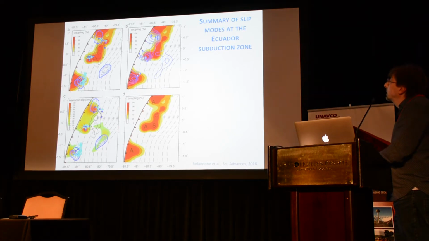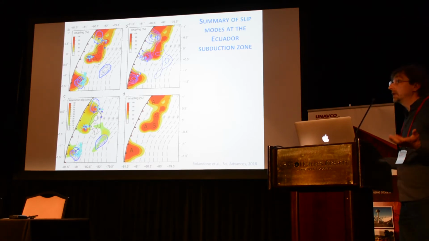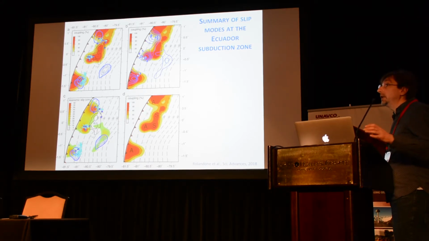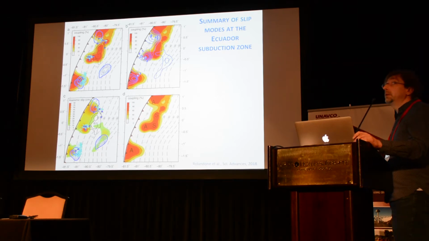So there are two consequences. The first one is that they prefer to slip aseismically rather than seismically. And the second one is that they probably release the stress in the medium surrounding them aseismically and preventing then the seismic rupture to penetrate and to go into this area.